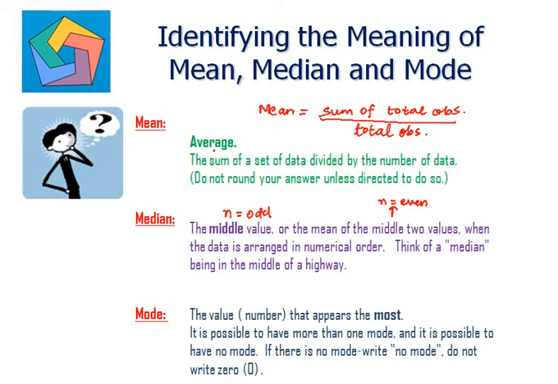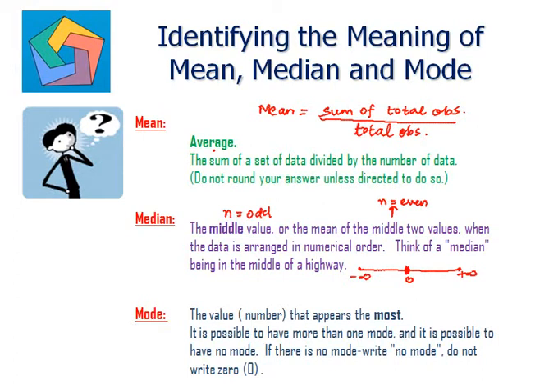Think of a median being in the middle of a highway. Like you can say this is a number line, and this is the median which divides it into two parts. Like 0 we can say in a number line. This is positive infinity, this is negative infinity.